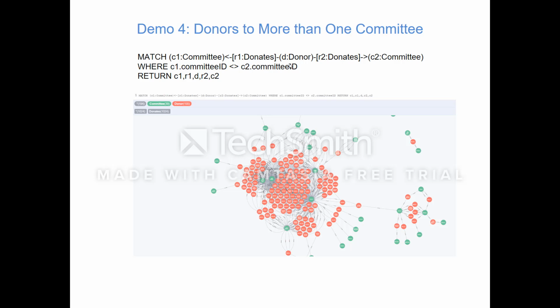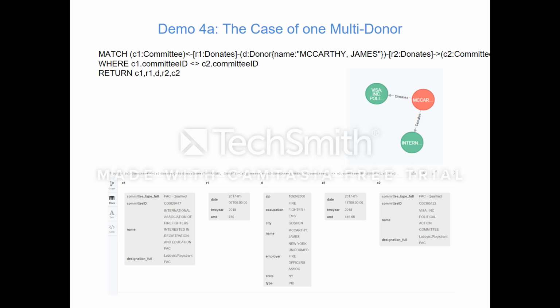So it's a little hard because there's a lot of lines in there to see them. So we can take a closer look, and we can see just one particular one here happened to be a donor named James McCarthy, and we can see that he donates 2 times, once to the Visa Committee and once to the International Association of Firefighters.